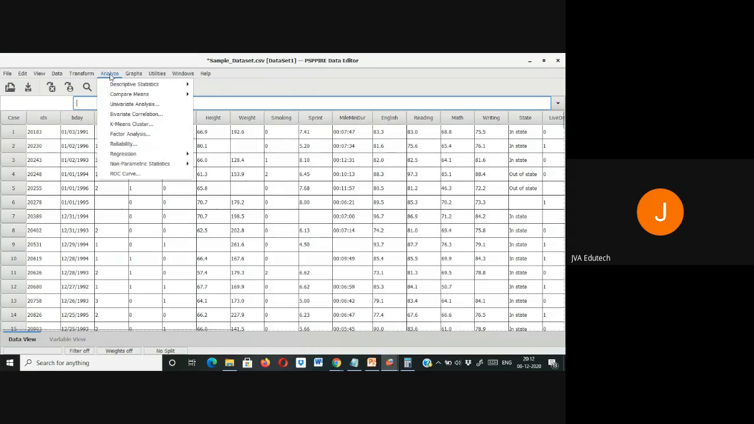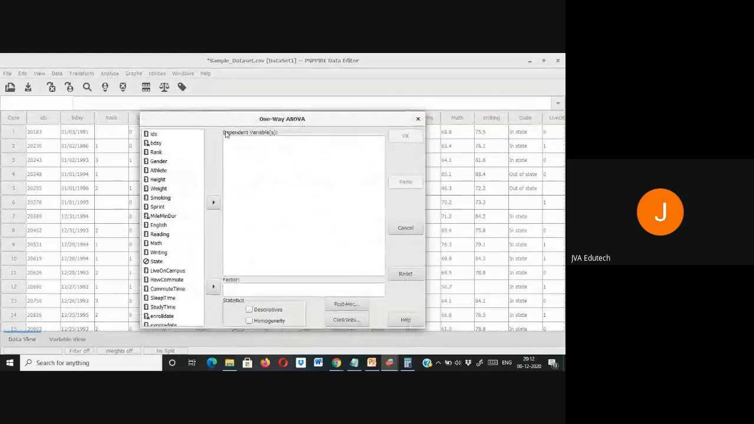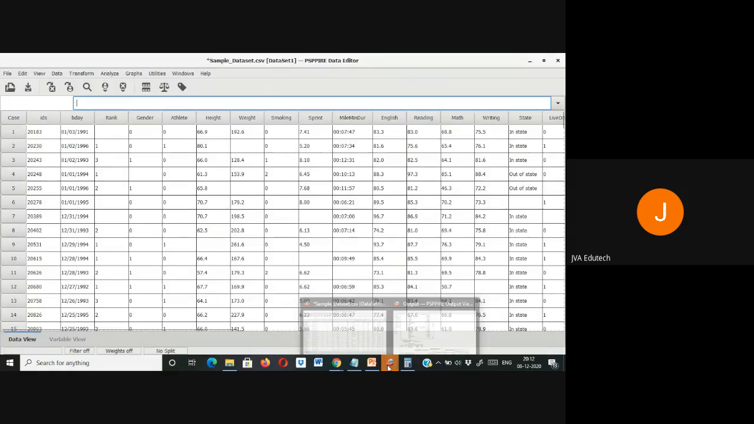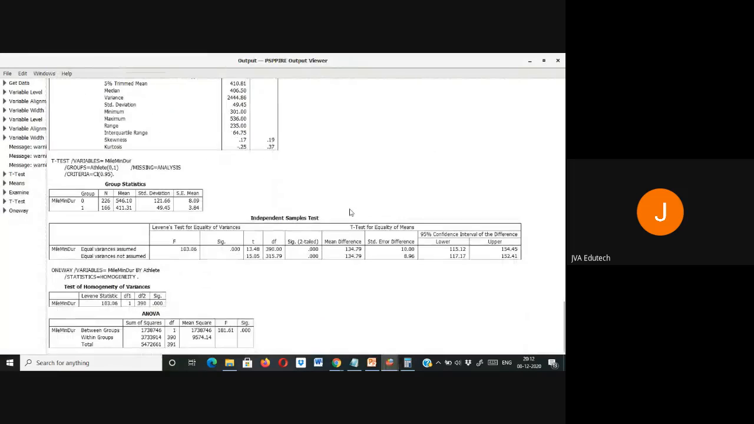For that, go to Analyze, go to Compare Means, go to One-Way ANOVA, and take these two groups. And what was my other variable? Grouping variable, athlete. Click homogeneity. Click OK, and see whether homogeneity of variance is met or not.